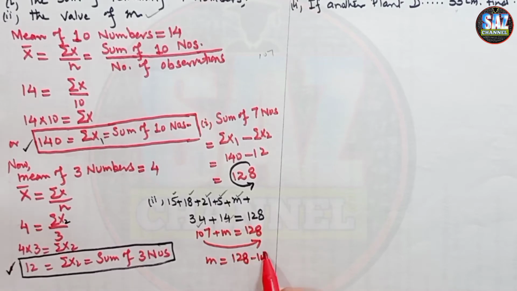128 minus 107 minus 128. Okay, 8 minus 7 is 1, and we are left with 2 minus 0 is 2. So the value of m, which is the requirement of the question, the unknown of the question, is 21. I hope you are clear about this question, and let's quickly move to the next question.